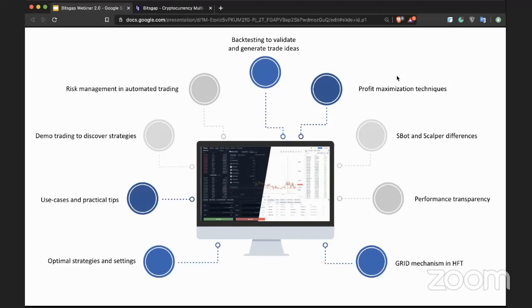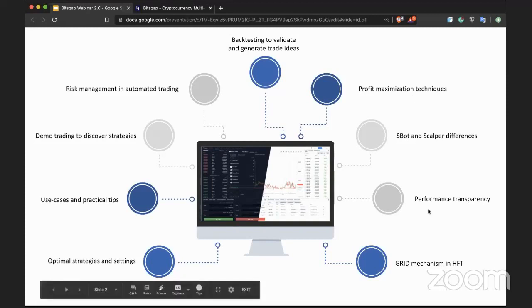I will also provide you with examples and key differences between the ASBot and the scalper bot that we have at Bitsgap. And we will also talk about performance transparency, so how you can use your data to find concrete mistakes to avoid in the future and your key strengths that you can enhance further. And finally, the logic behind all of our bots, the grid mechanism. So you will know exactly what this is all about.